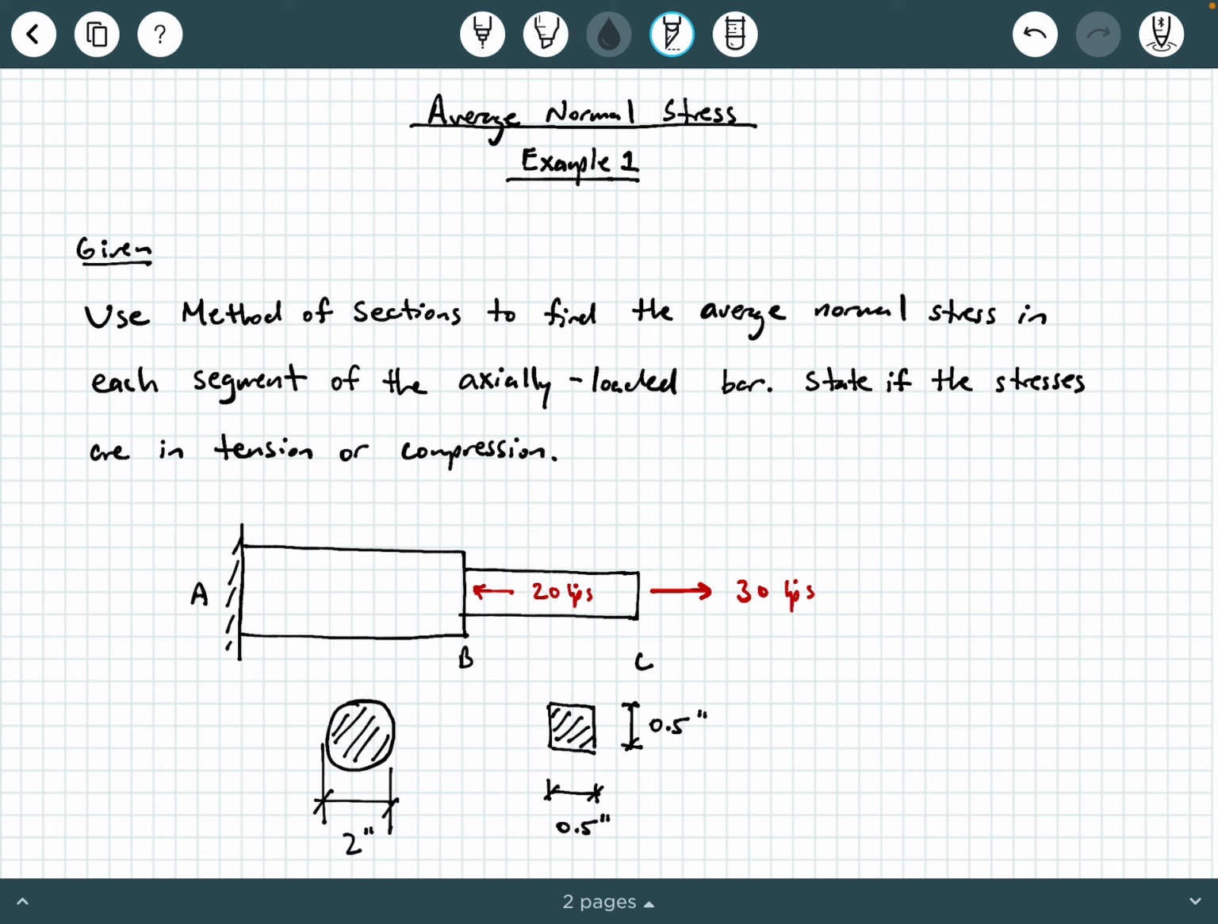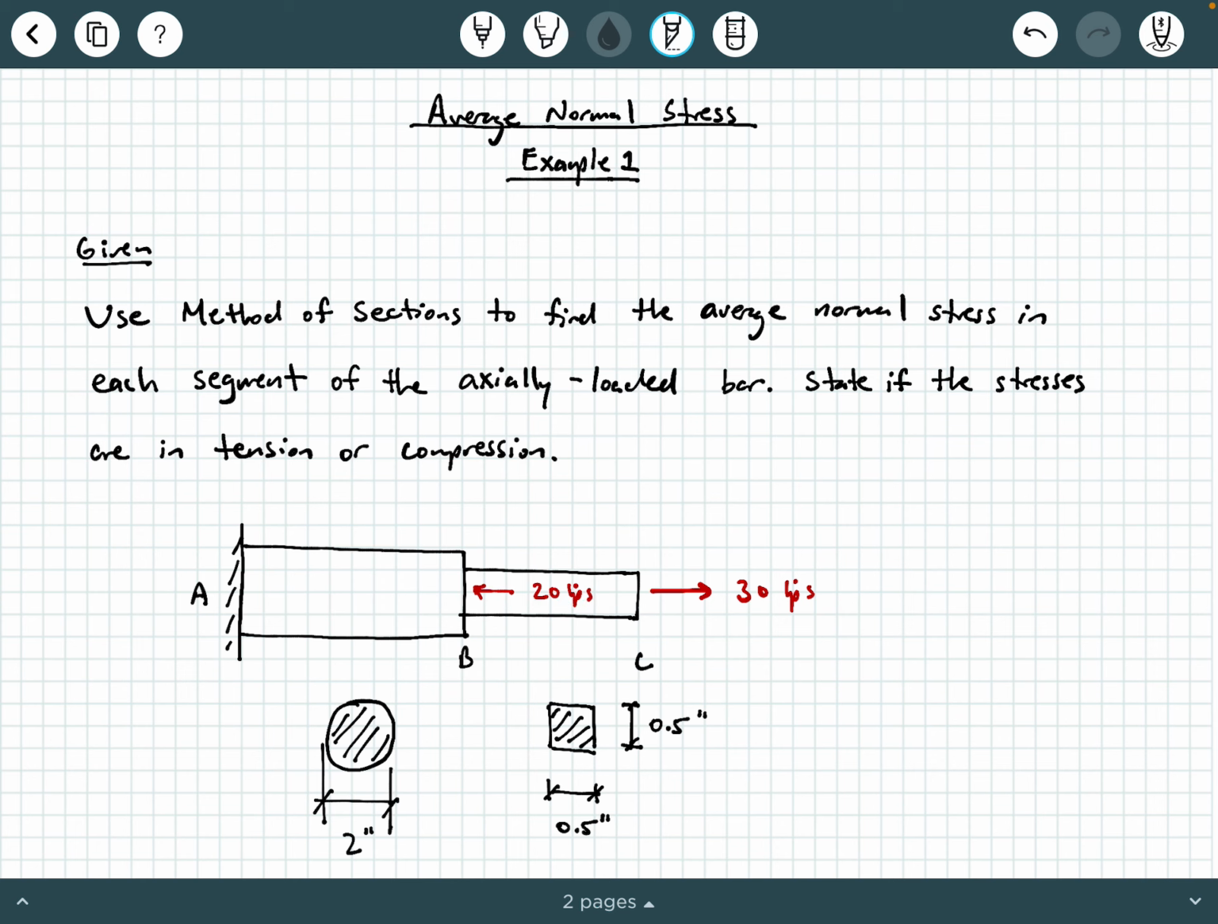In the given information, we're being told to use the method of sections to find the average normal stress in each segment of the axially loaded bar. Then we're being told to state if the stresses are in tension or compression. So let's take a look at what we have here. In this figure, this is our axially loaded bar, okay? And we see it's got two segments, A to B and then B to C.